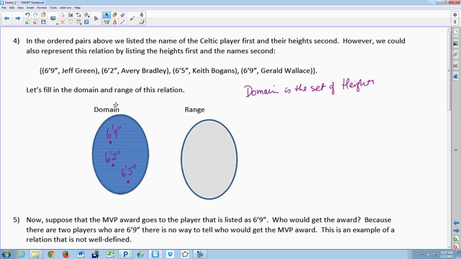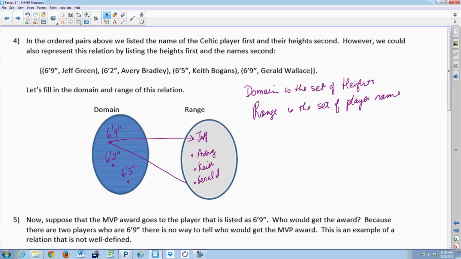Okay. So what would the range be here? The range would be the set of what? The set of players' names, right? So I'm just going to use the first name, Jeff, and we've got Avery, Keith, and Gerald, right? All right. And okay, 6'9". Where does 6'9" go? To Jeff. Oh, and Gerald. All right, well, that's a little different from the first picture we looked at. 6'2" goes to Avery, and 6'5" goes to Keith.